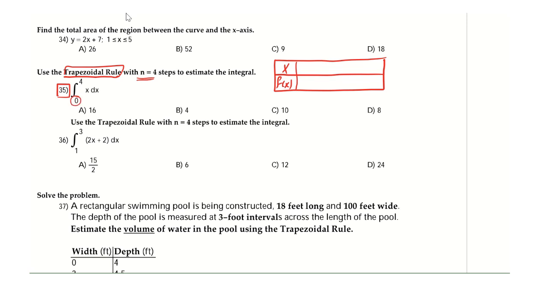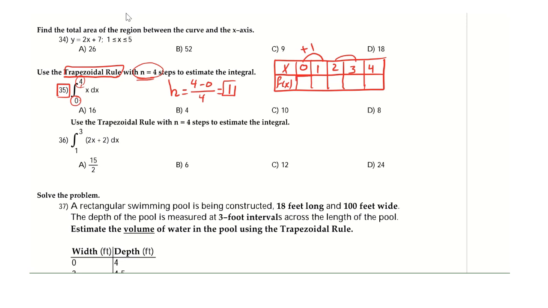X starts with 0, so I put here 0, and it should end with 4, so the last term here will be 4. First thing I need to know is how to find h, and to find h I find the difference between 4 and 0, so 4 minus 0 divided by the number of the intervals it asked for, which is 4. So 4 minus 0 divided by 4 is 1. So it means that I'm going to add each time 1. So 0 plus 1 is 1. 1 plus 1 is 2. 2 plus 1 is 3. So I figure out the values of x.